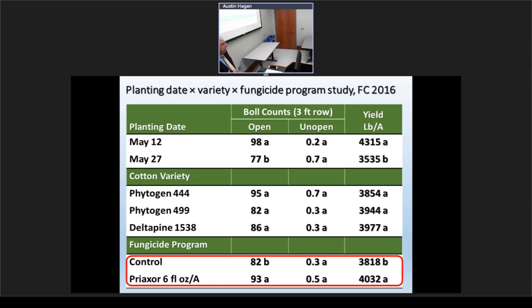Another parameter we've looked at is boll counts. We looked at boll set and open bolls at the end of the season. For example, here in the red box we've got a control and a Priaxor umbrella program to take target spot out, and we see a nice increase in the number of open bolls with the Priaxor treatment compared with the control. No difference in unopened bolls, and the fungicide increased seed cotton yield, not lint yield, by about 200 pounds per acre, which is about 80 pounds of lint per acre, I think.